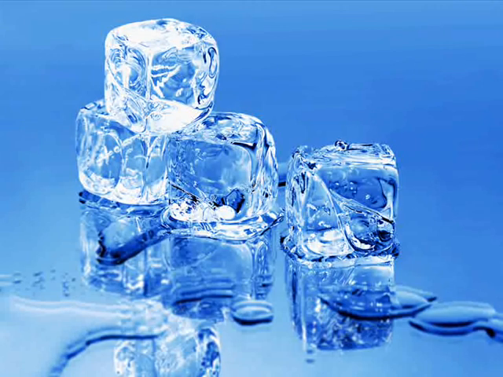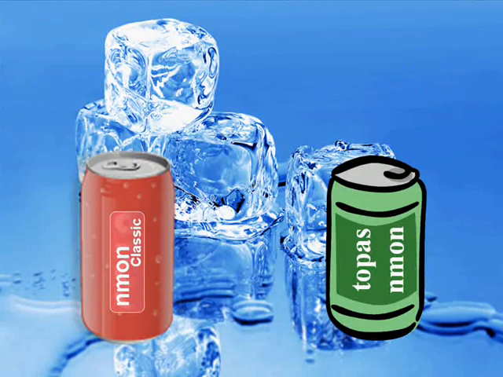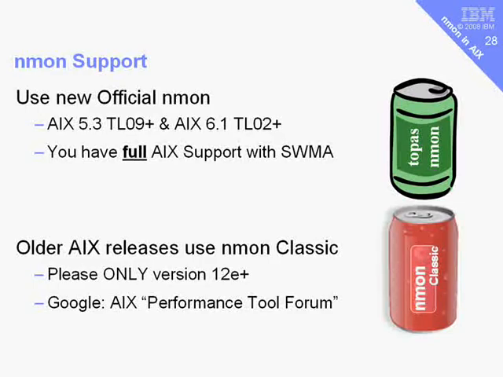Let's finish off then with a few other cool concepts. We have nmon now, and the original version of nmon we're now going to call nmon Classic, and the new version with the developers we've agreed that this will be called Topas nmon to make it clear which one we're actually using. Now the new official one, as we said, is available with these two versions of AIX and on into the future. And if you've paid up for AIX support, then you have support for that command.